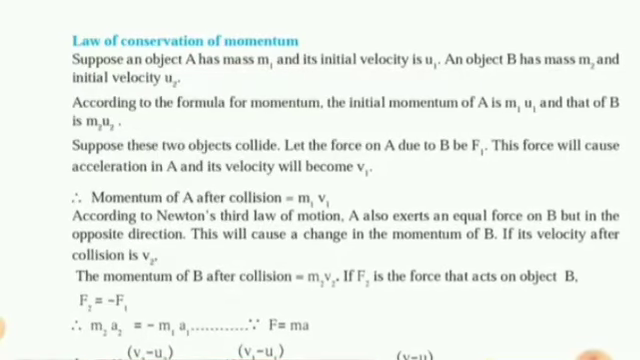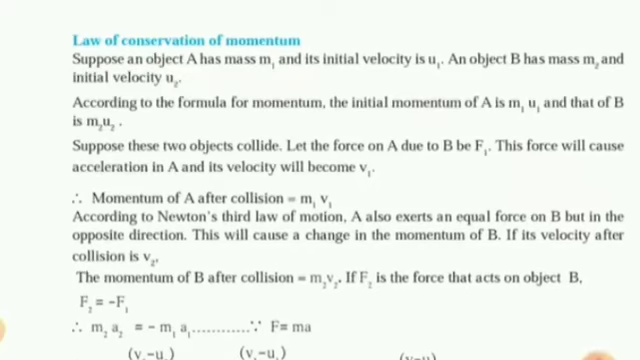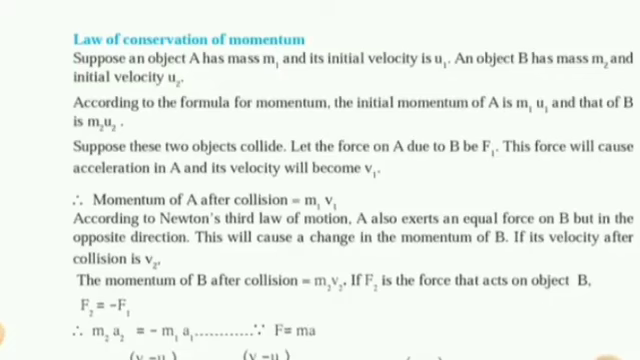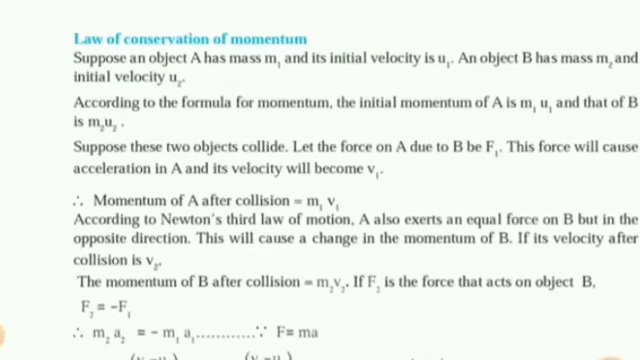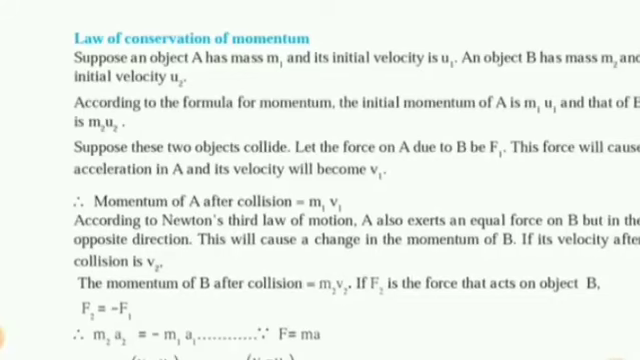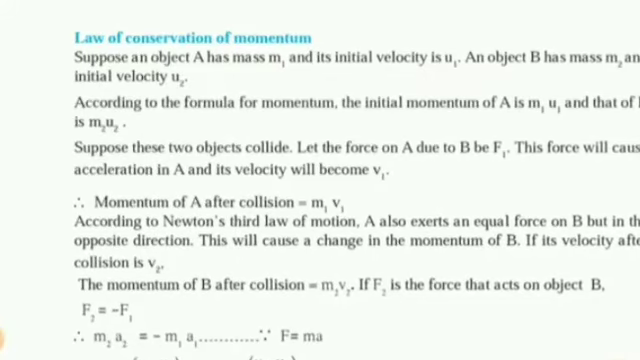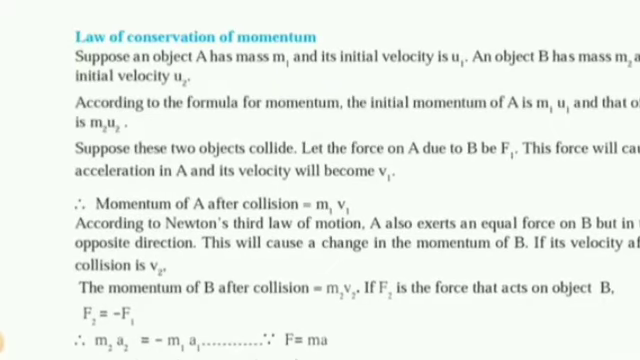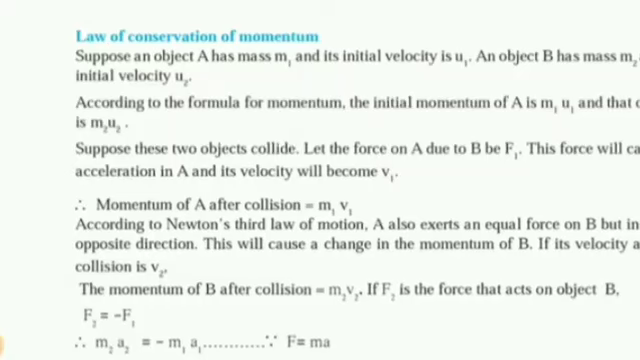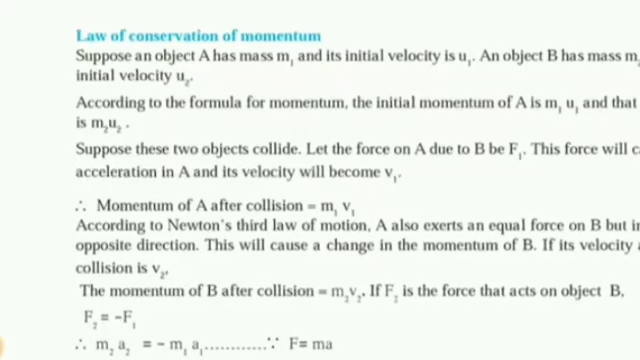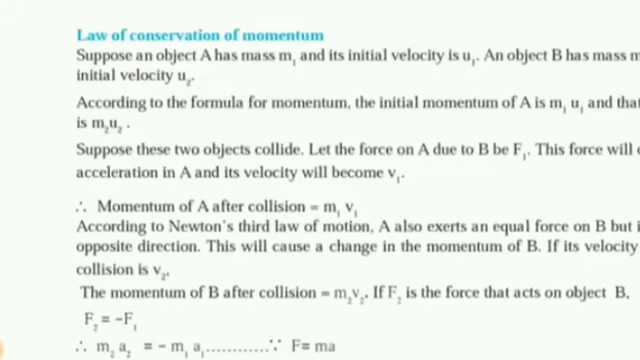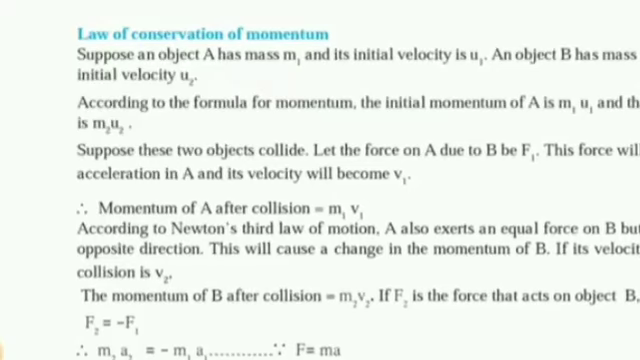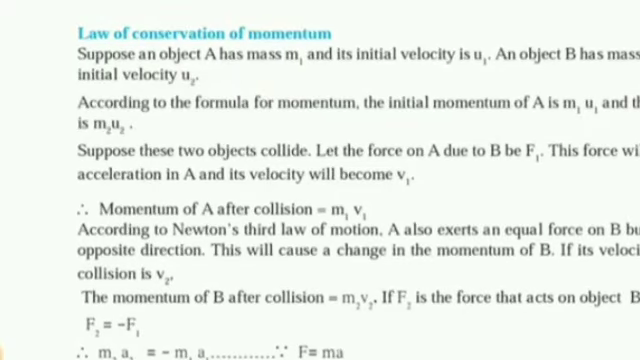Law of conservation of momentum. Suppose an object A has mass m1 and initial velocity u1, and another object B has mass m2 and initial velocity u2. According to the formula for momentum, the initial momentum of A is m1 u1 and of B is m2 u2. Suppose these two objects collide with each other and the force acting on them is F1. This force causes acceleration and A's velocity becomes v1. Therefore, the momentum of A after collision is m1 v1.